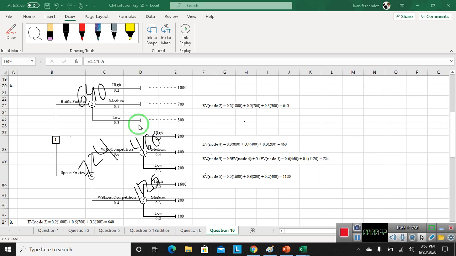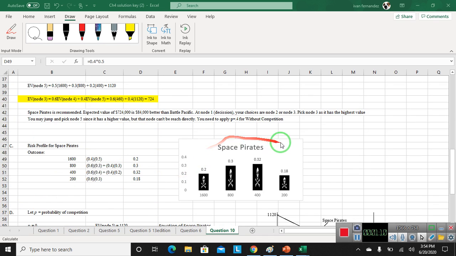supervisor, whatever that is. You go there and you say, hey, do Space Pirates. You're going to get 724. Thank you, bye. Well, that's probably not a good answer, because your manager is going to have a few questions like, okay, how likely am I to get 724? What are other possible outcomes out of this if we go with Space Pirates? Okay, so yes, 724 means it's the better choice, but what could happen? What could go wrong? So that's why we create a risk profile.